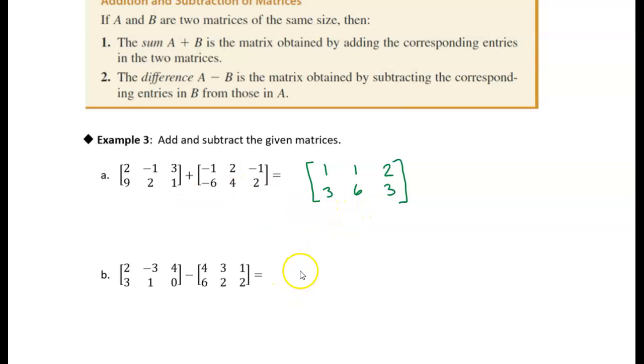Same way with subtraction. We're just going to subtract the corresponding elements. So in this case, now we have 2 minus 4, which becomes -2. We have -3 minus 3, which becomes a -6. We have 4 minus 1, which is 3. 3 minus 6 is a -3. 1 minus 2 is a -1. And 0 minus 2 is a -2.